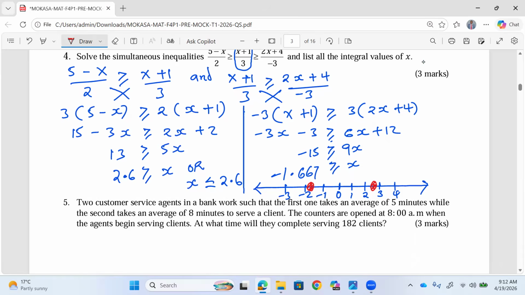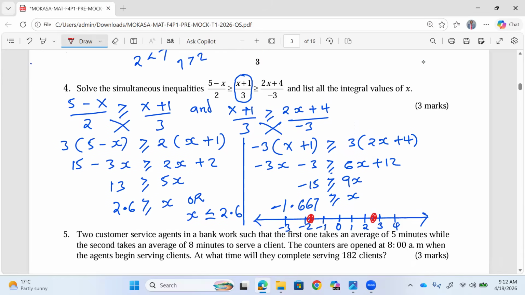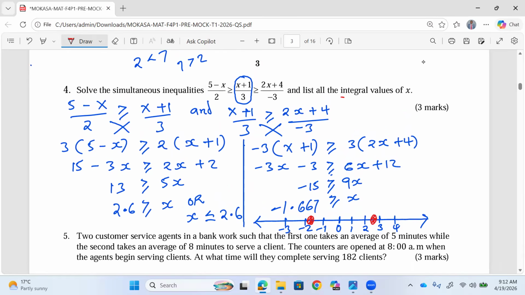And I want to teach you something here. Even if the inequality symbols are showing inclusiveness of the limits here, remember that the limits are not integral values. Integral values are integers. It's from the word integer. Integral values.